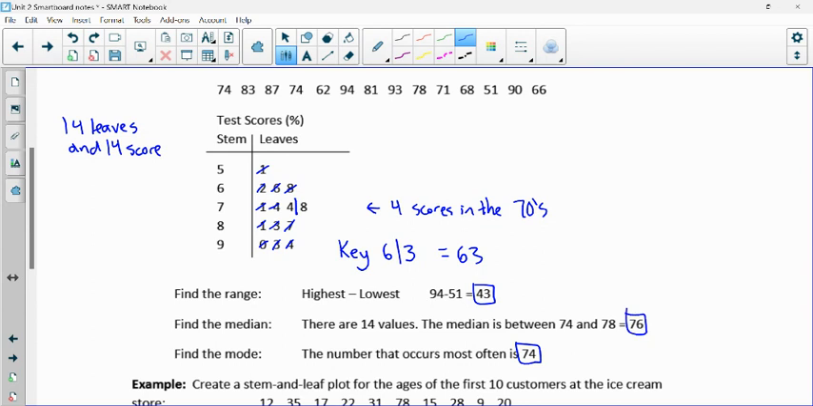Okay. Again, I don't think the median is the easiest thing to do with stem and leaf, but it is possible because your data is ordered.